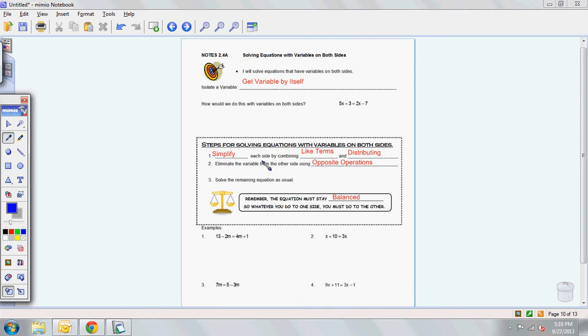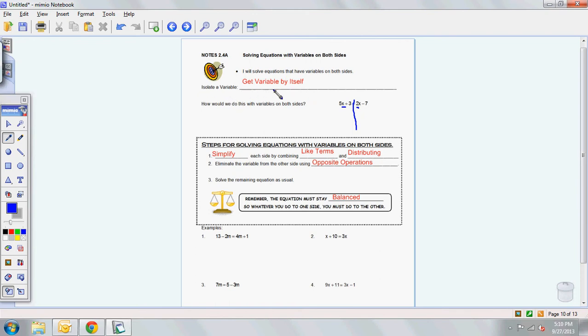Hi you guys, this is your 2.4 day 1, solving equations with variables on both sides. So we've done this before, so hopefully it will start to come back to you. But all of your problems are going to look something like this, where on both sides of the equation you have a variable, so an x and an x. So it's your job for all of these equations to isolate the variable, or get it by itself.